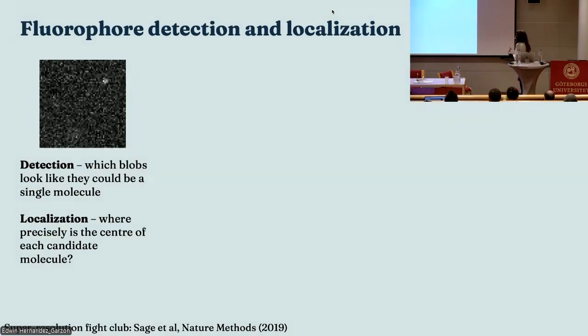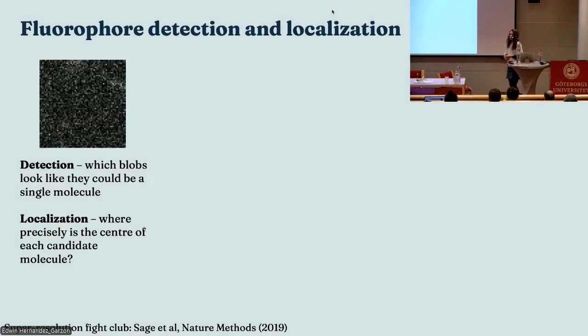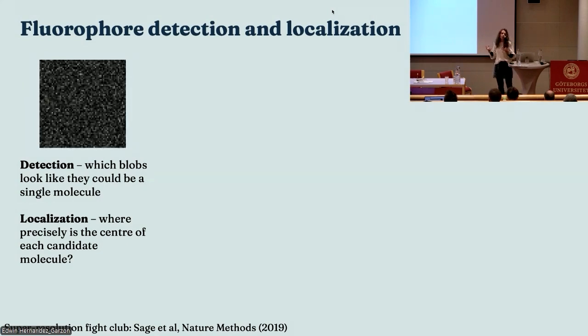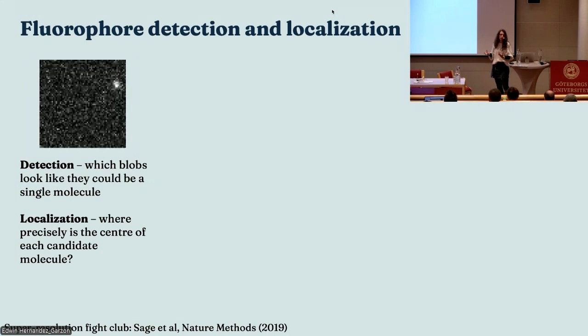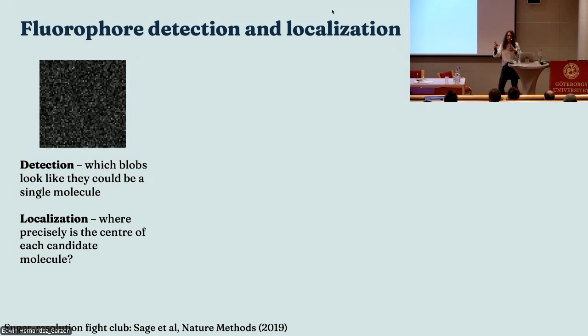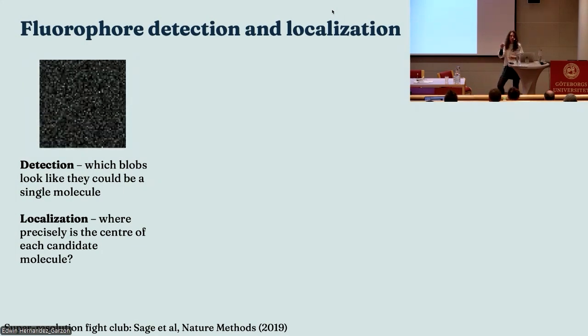So it's a two-step process. Detection, finding approximately, it's basic peak detection, right? Which blobs look like they're the right size and shape to be a single molecule. And localization, which is then refining that very precisely to where the molecule is.